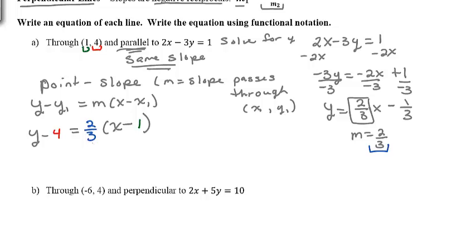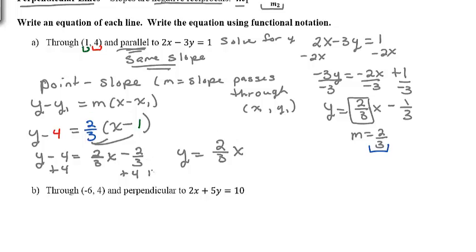So the first thing that we need to do to solve this for y is to distribute this 2/3. So we'll have y minus 4 is equal to 2/3 x minus 2/3. And then we need to add 4 to get this y alone. So we'll have y is equal to 2/3 x, and then 4 is the same as 12/3, and negative 2/3 plus 12/3 is plus 10/3. And then just replace the y with f of x. So f of x equals 2/3 x plus 10/3.